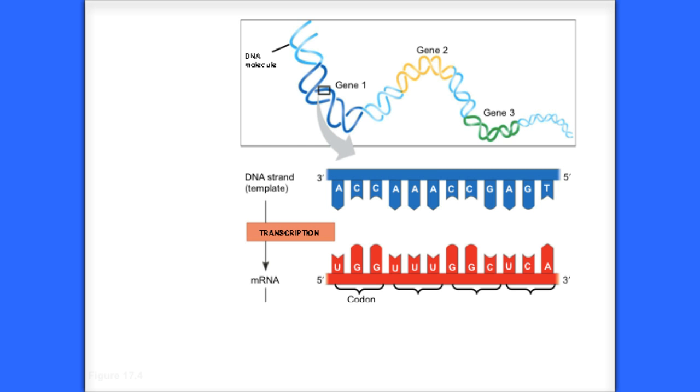Gene 1 will be producing its own messenger RNA. We can call it mRNA 1. Gene 2 will be producing mRNA 2. Gene 3 will be producing mRNA 3. And respectively, they will form their own kinds of proteins.